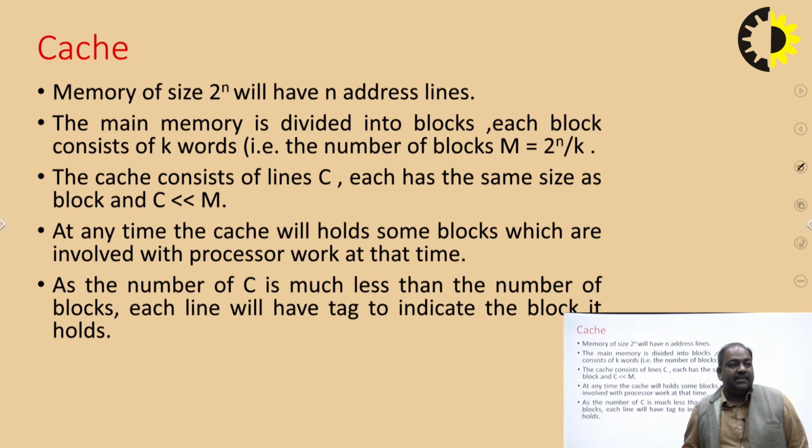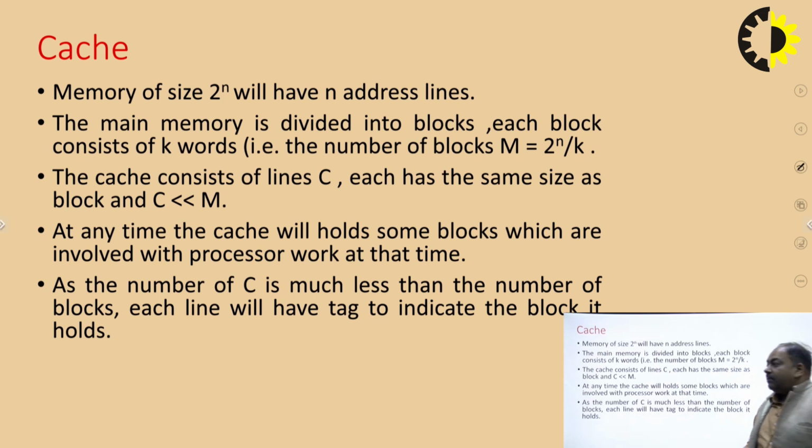The size of the cache memory is 2 raised to the power n, where n represents the address lines, and the main memory is divided into blocks, and each block contains words. The number of blocks is represented by 2 raised to the power n divided by k, where k is the number of words in each block. So at any time the cache will hold some blocks which are involved in the processing at that time, and the number of cache lines is much less than the number of blocks. Each line has a tag to indicate the block it holds. Basically, the tag is the unique address which is attached with our instruction in the cache memory.